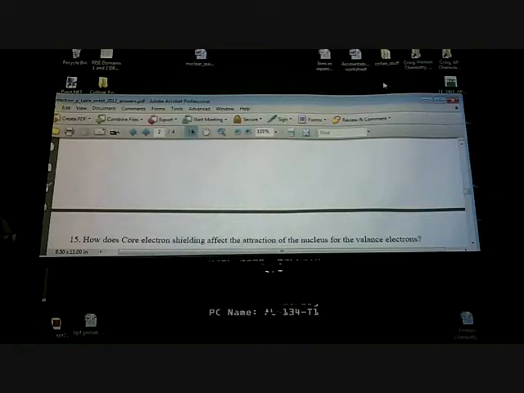How does core electron shielding affect the attraction of the nucleus for the valence electrons? Now, bad news. I most likely won't ask a question dealing with core electron shielding.